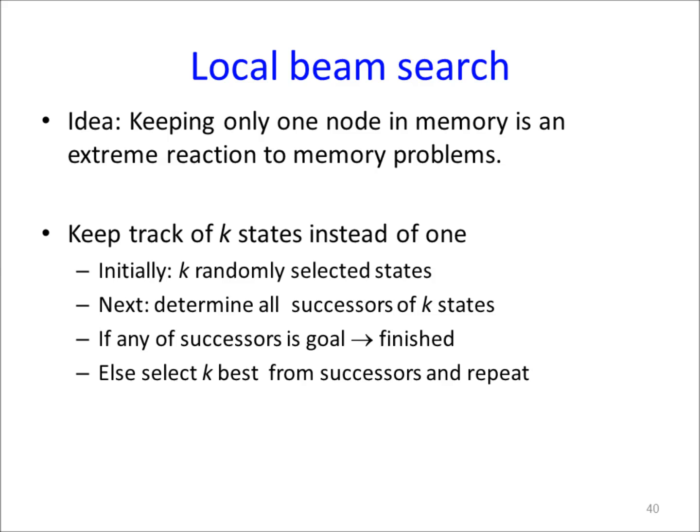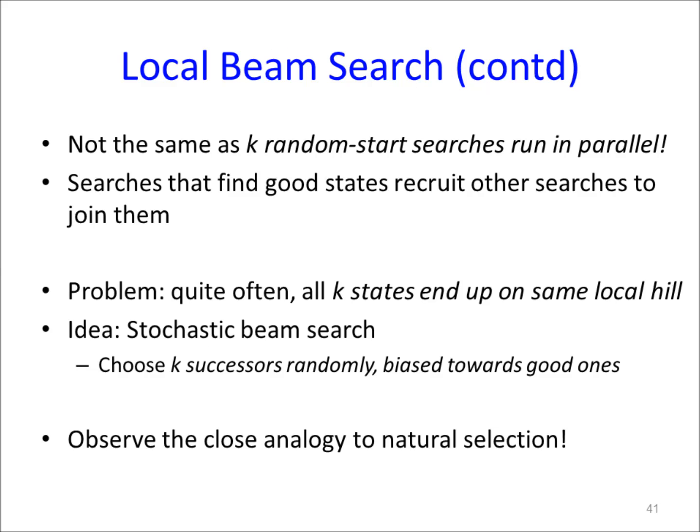Now, is it the same as doing k different problems in parallel? No, because 2 states can be from the same hill. In fact, many states can be from the same hill, because I am getting all the successors and keeping the best k. So it is not equivalent to doing k trials in parallel. In fact, that is its problem. Even if you start from diverse starting points, very soon all of them get to this particular hill. So what can you do about it?